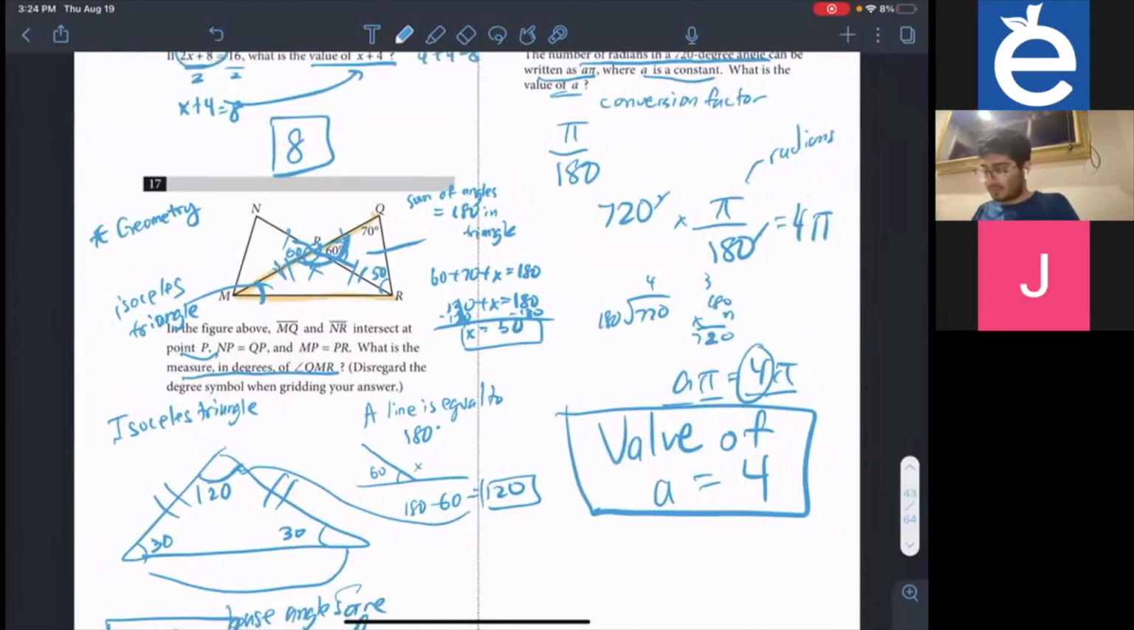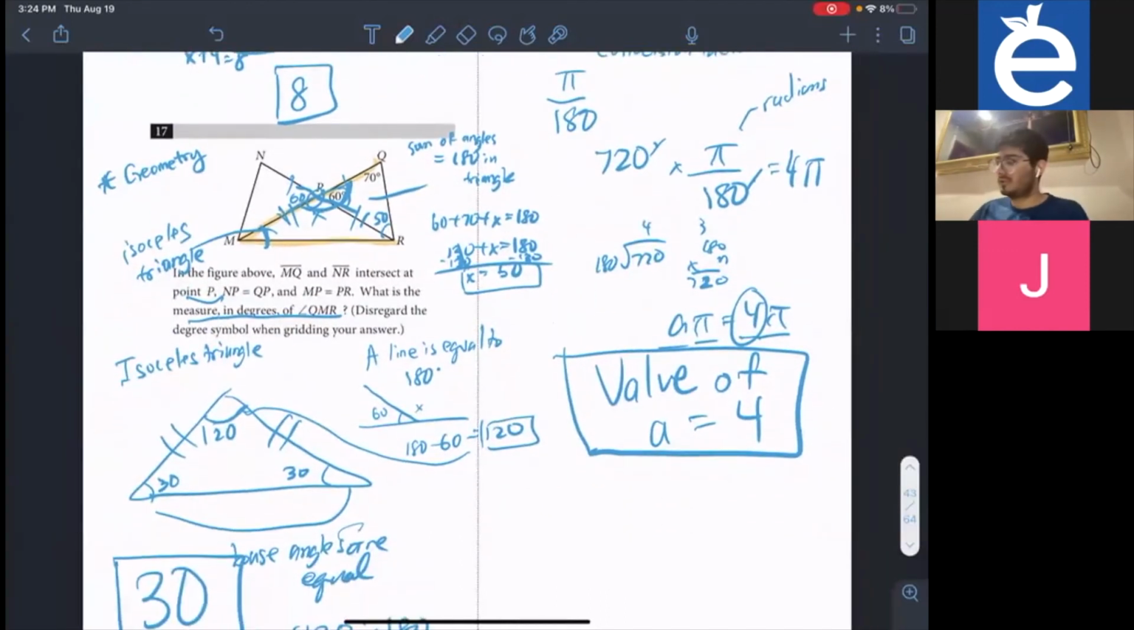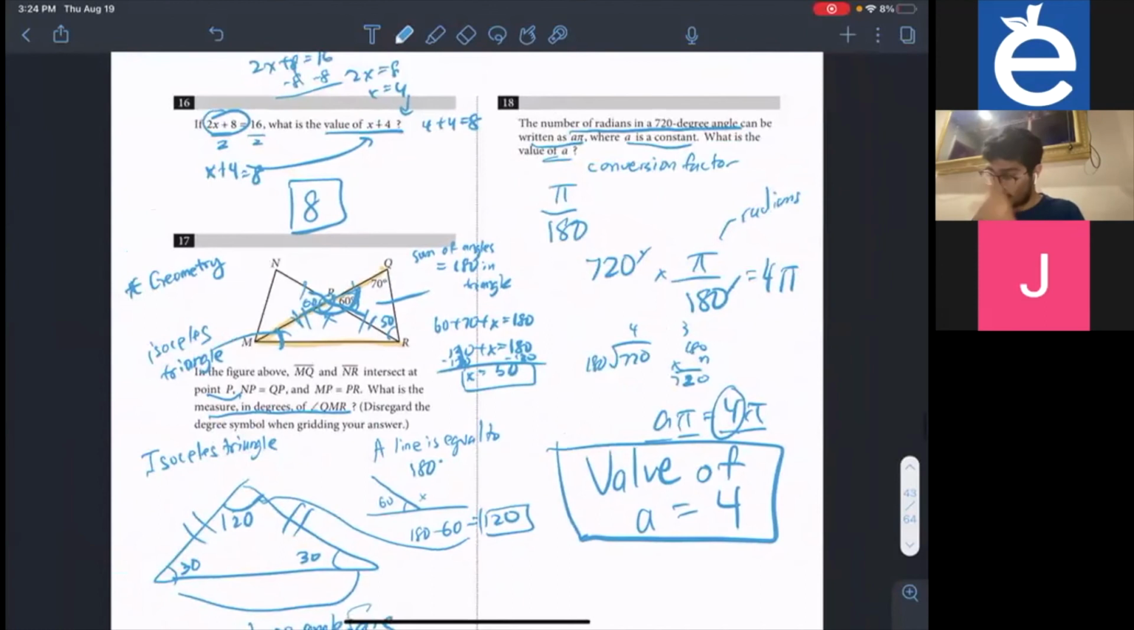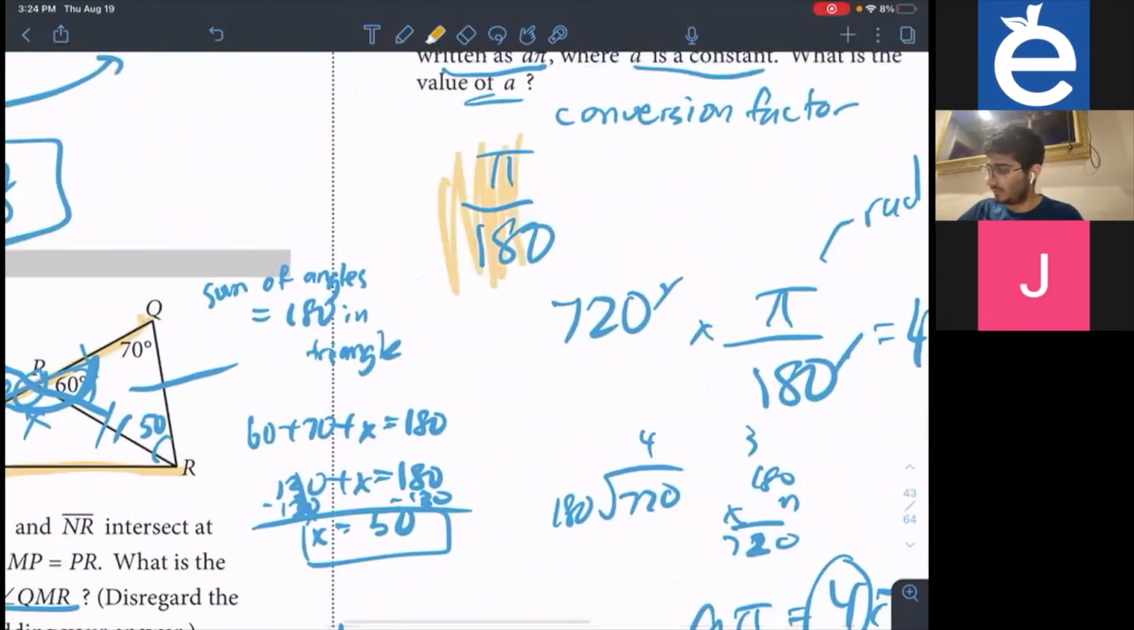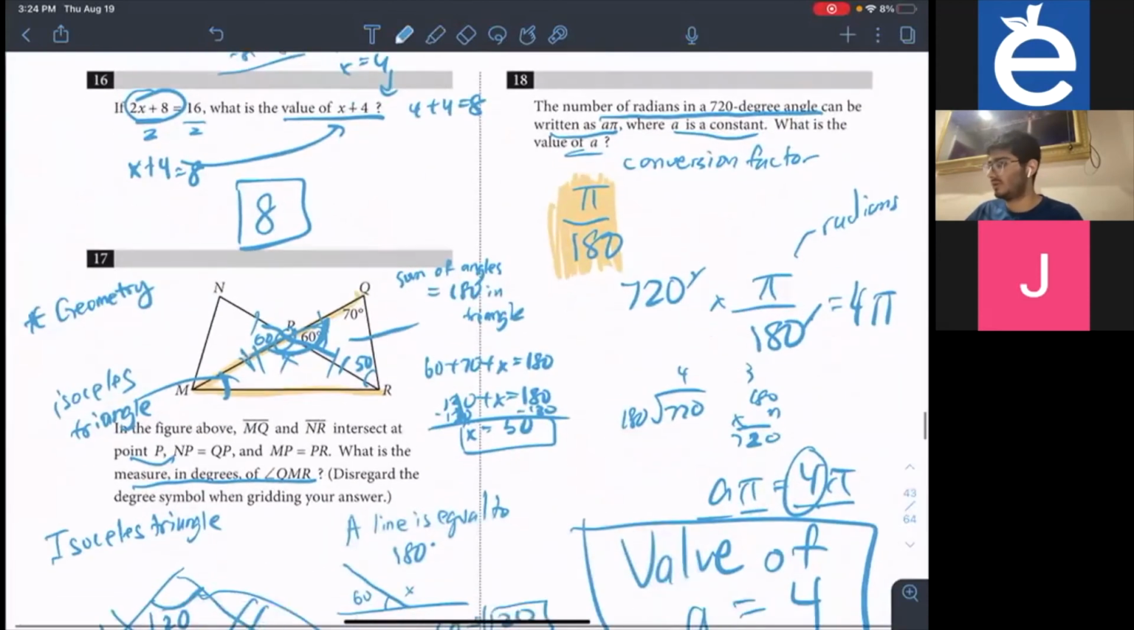So like for these questions, for 17, you just have to break down the problem and understand each part of what they were saying, and make sure you draw figures because it helps with understanding it. And then for 18, you just have to know the conversion factor right here. Because if you know that, then you could solve problems similar to question 18.